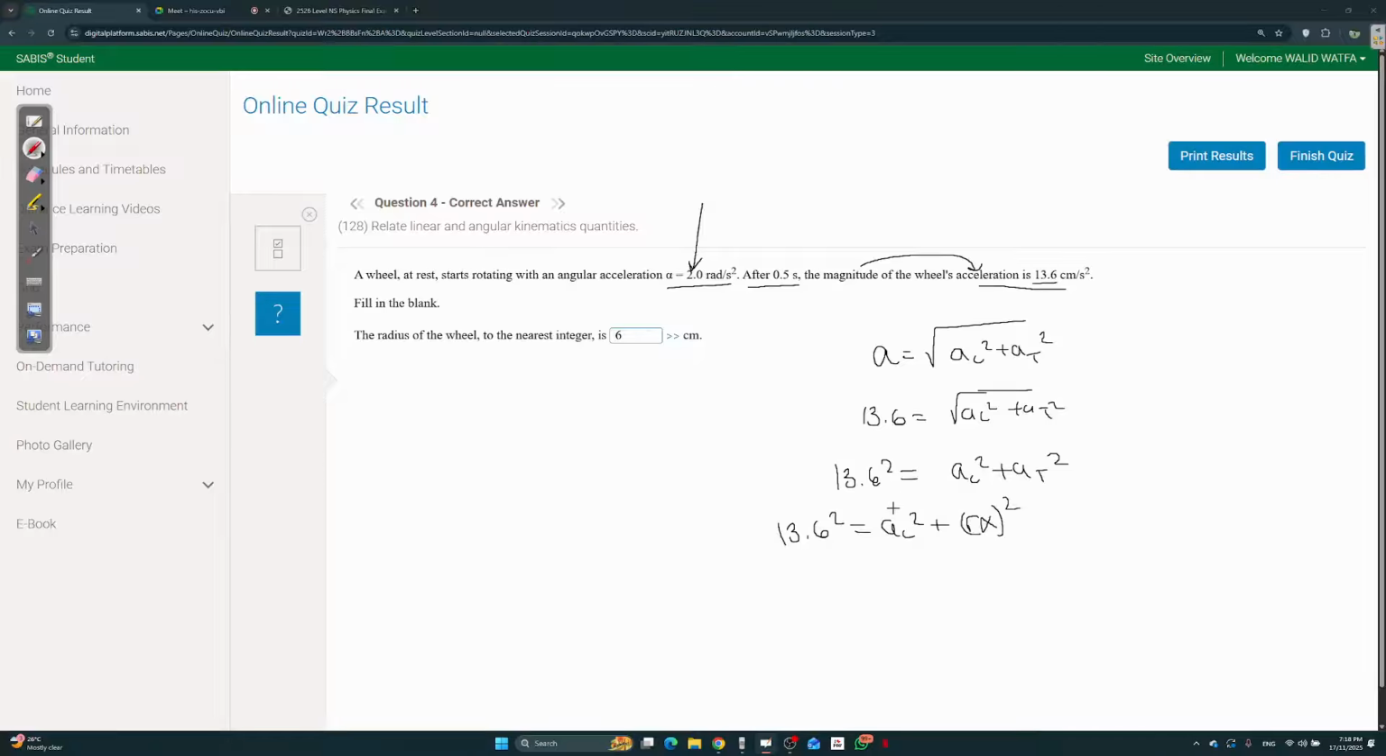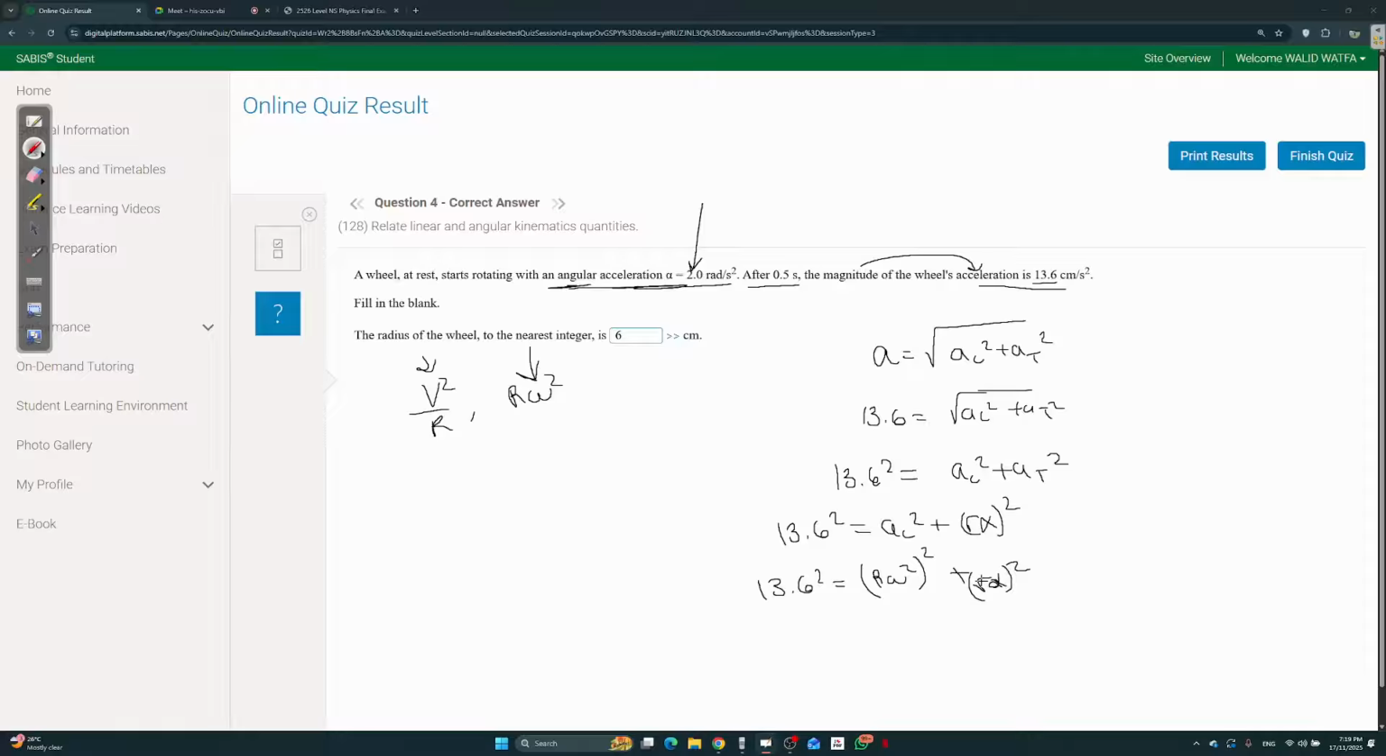What's ac? A centripetal, can we find it? A centripetal has two formulas, v squared over r and r omega squared. How do we know which one we're going to use? Over here they gave me angular acceleration. So can I use the linear velocity? No, this is angular, so I have to use angular velocity. So I'm going to use r omega squared. So 13.6 squared equals r omega squared plus r alpha squared.